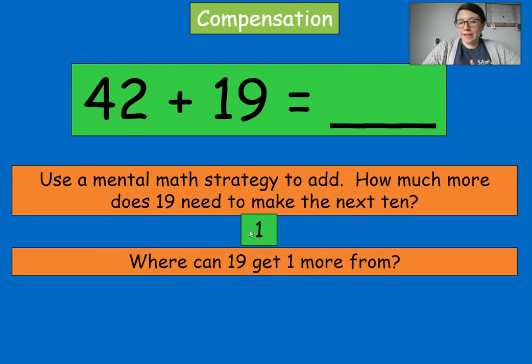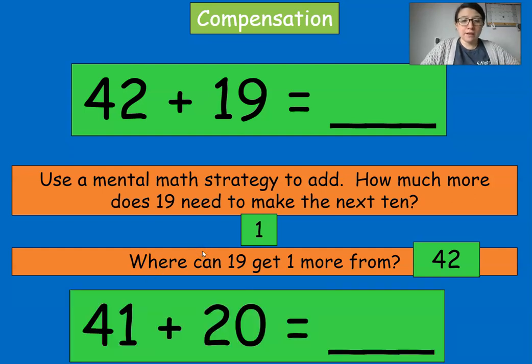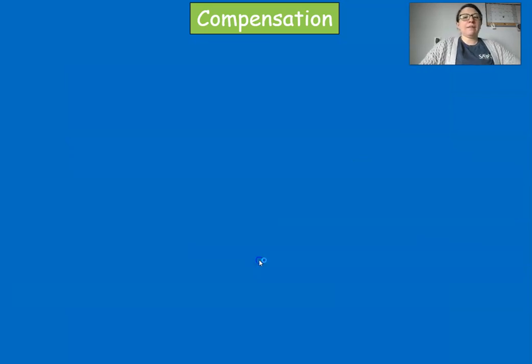So, where are we going to get that 1 from? Can we just pull it out of thin air? No, right? Let's take it from the 42. If we take 1 from the 42, what does that become? Yeah, that becomes 41. Now, we can add that 1 to the 19, and we can make this an easier problem to solve. What's 41 plus 20? Good, 61. Nice job.